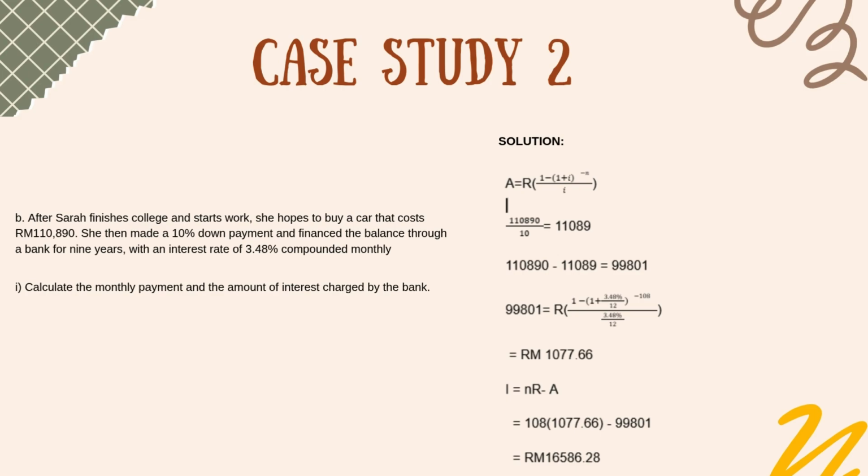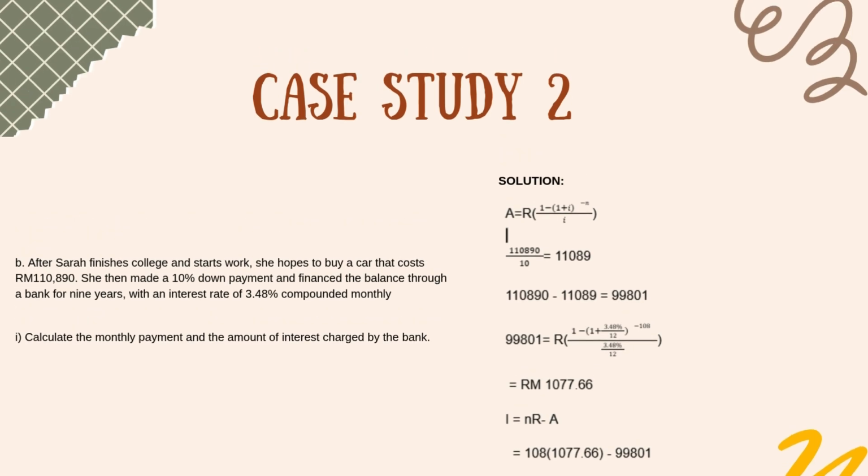Now, to calculate the total interest paid, we use the formula interest equals nR minus A, which is 108 multiplied by 1,077 ringgit and 66 cents minus 99,801. And the answer is 16,586 ringgit and 28 cents total interest paid.